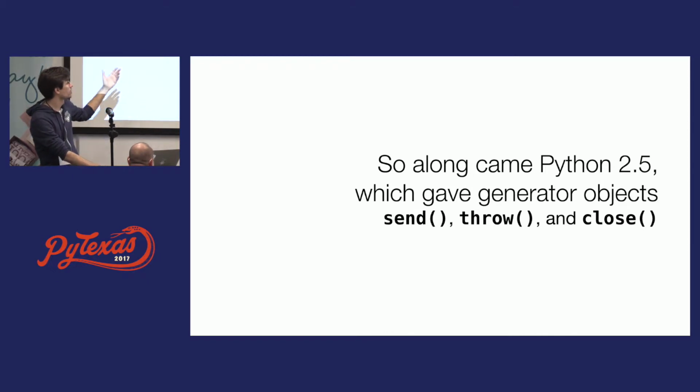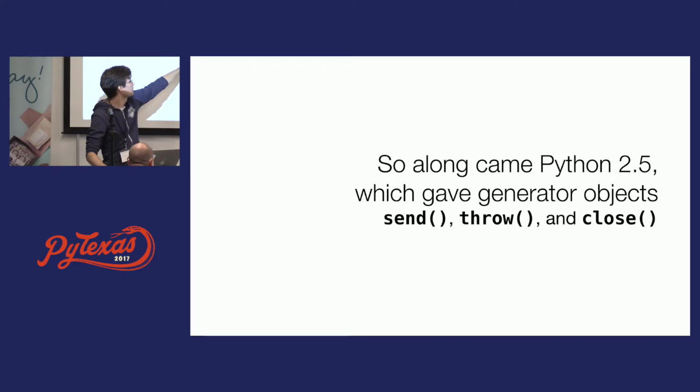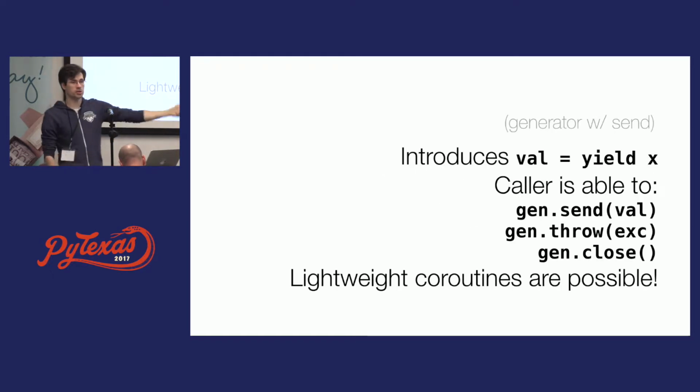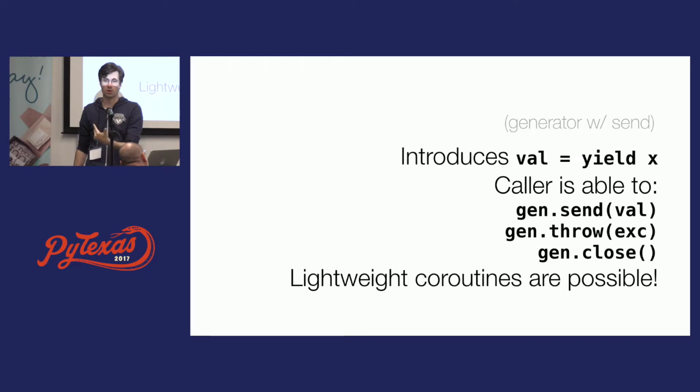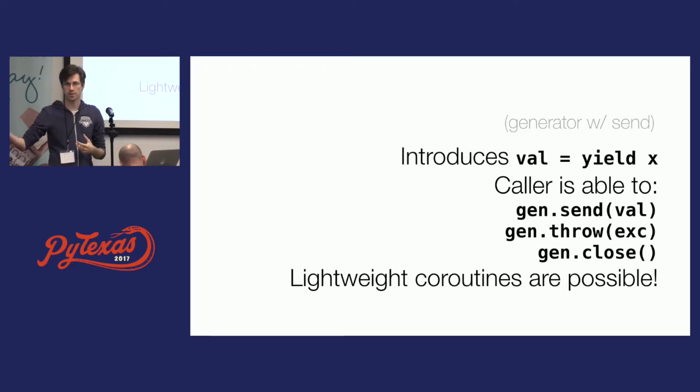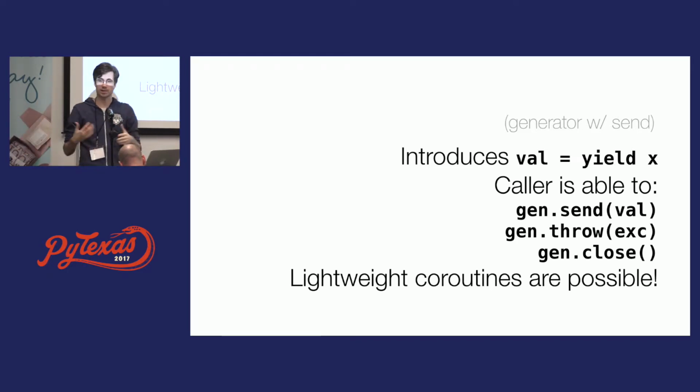In Python 2.5, they gave us generator objects that have the methods send, throw, and close added. So when you have a generator and you're iterating over it, you can now call .send and inject a value inside of it. You can call .throw and raise an exception inside of the body wherever it last left off, that can be caught and responded to, or you can close the generator.